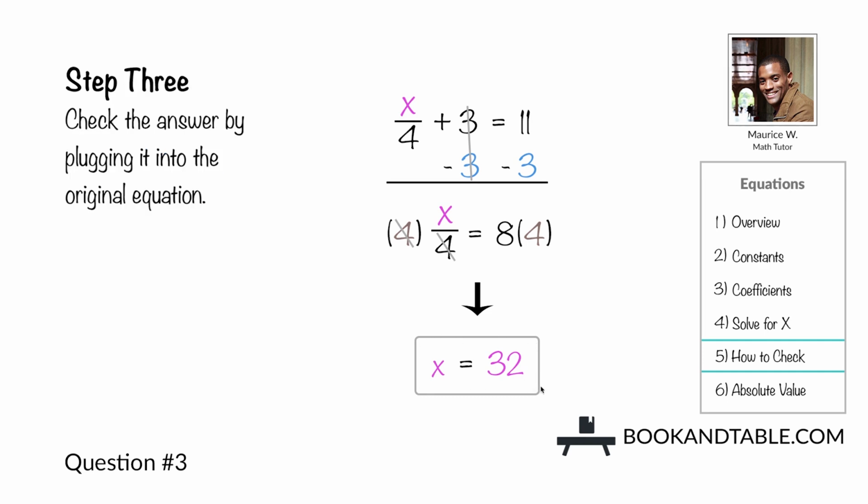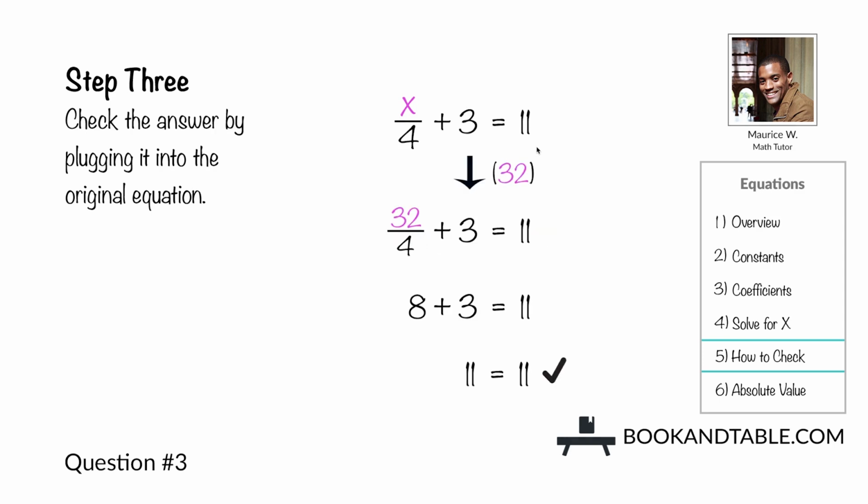And then you check this answer by plugging it into the original equation. X divided by 4 plus 3 is equal to 11. And when you do so, you get 32 divided by 4, which is 8, plus 3. 8 plus 3 is 11. So we see the value on the left side is the same as the value on the right side, thus confirming that x is equal to 32 was indeed correct.